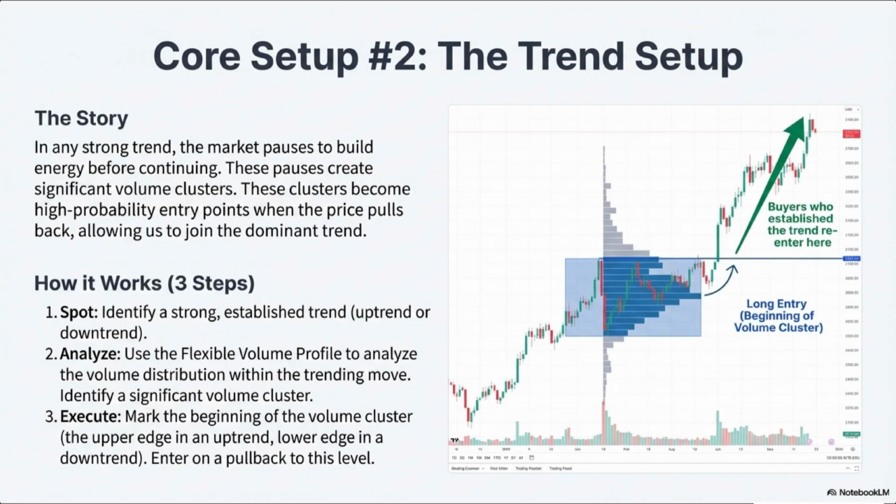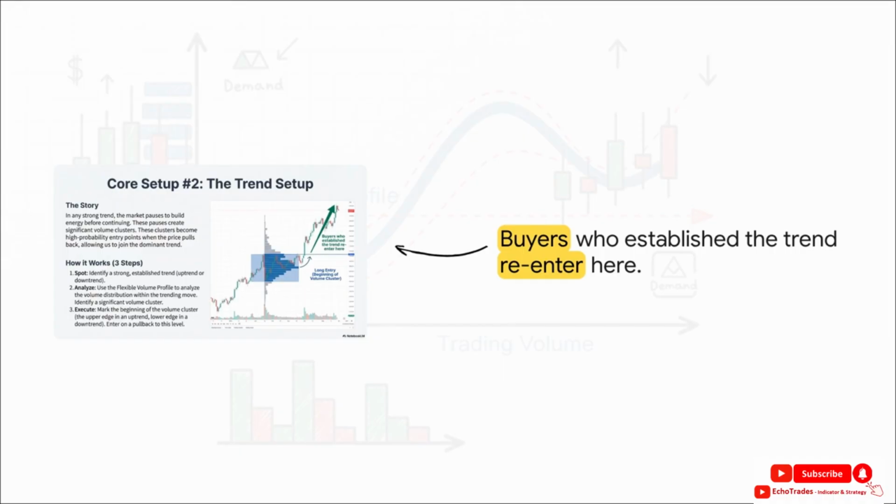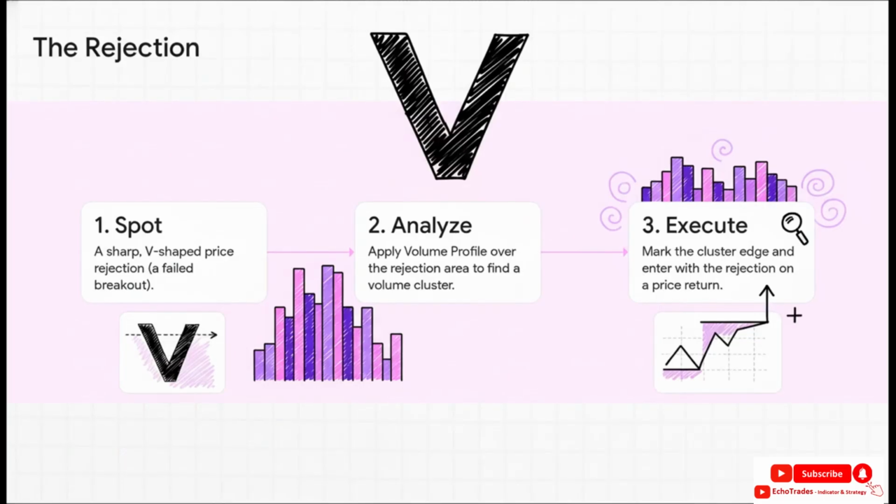Take a look at this. We've got a killer uptrend, just ripping higher. And then the market pauses for a bit. We just draw our volume profile over that little consolidation, and there it is, a super clear volume cluster. All we have to do is mark the start of that cluster and wait. And sure enough, when price pulls back to that level, the original buyers who started the trend jump back in, and we can ride the next wave up with them. It's that simple.